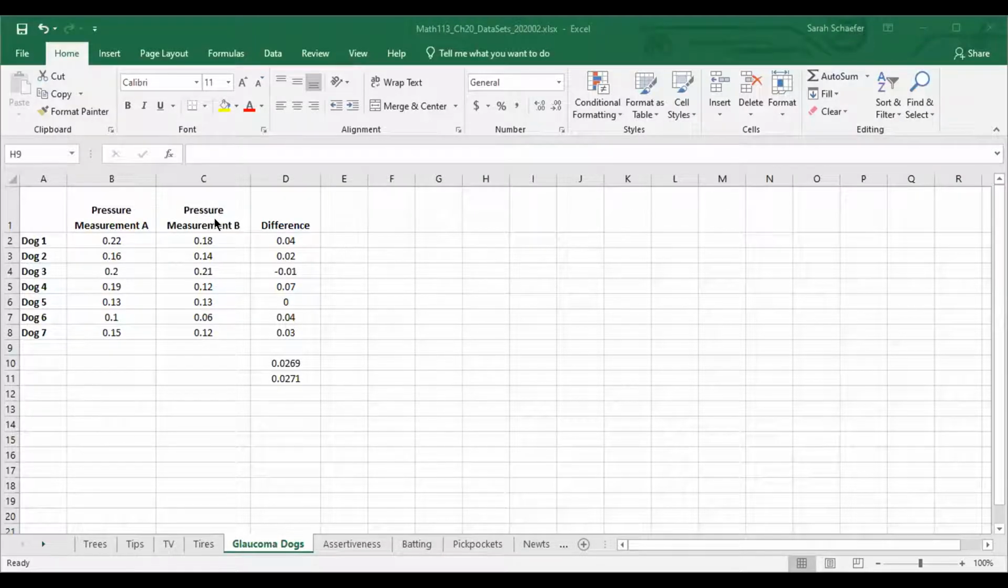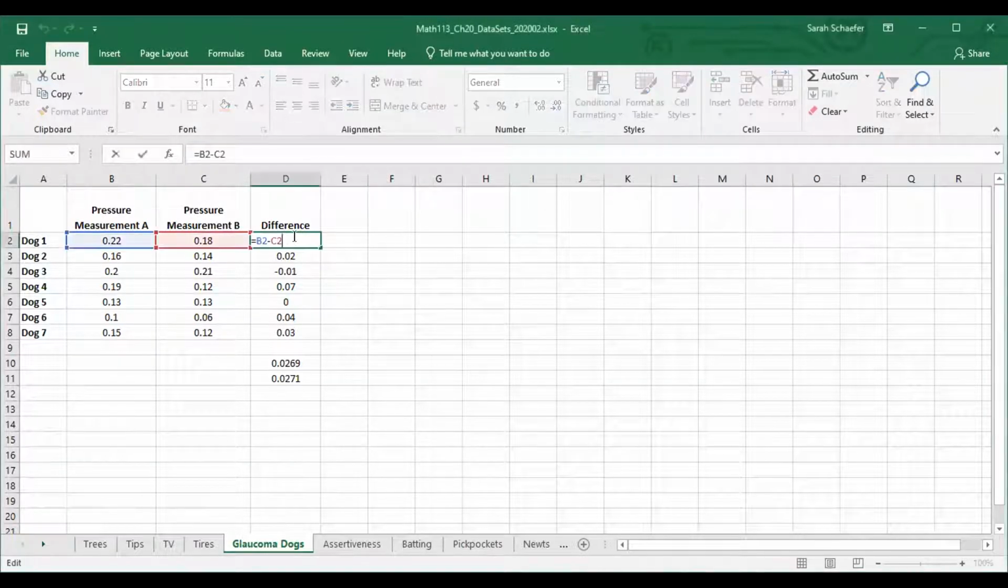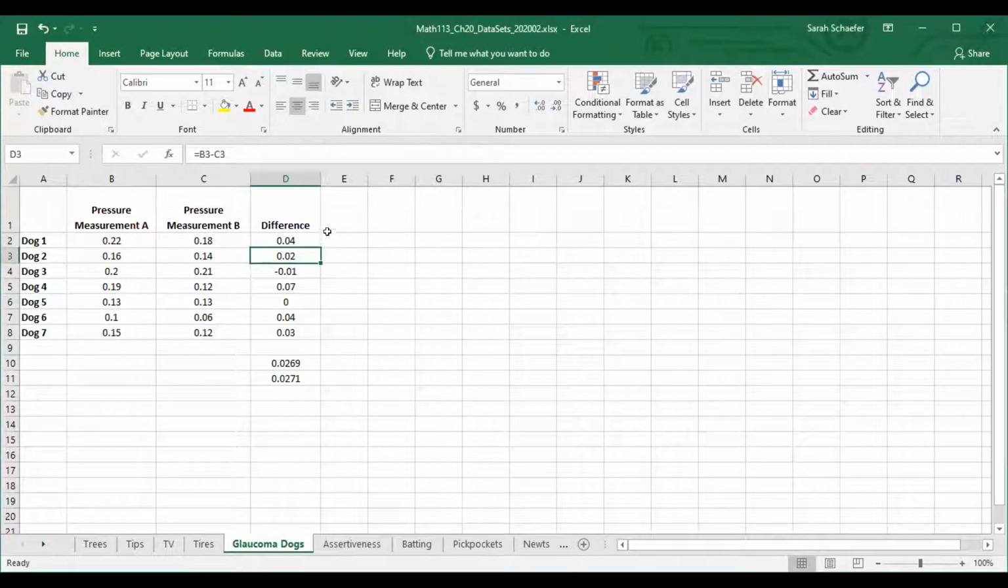All right, so here's my Excel spreadsheet for the glaucoma dogs. I did A minus B, so pressure A minus pressure B. These are all of my entries. There's my standard deviation, 0.0269, and there is my average, my D bar, 0.0271. Then we'll just take those numbers and put them in our Excel calculator.